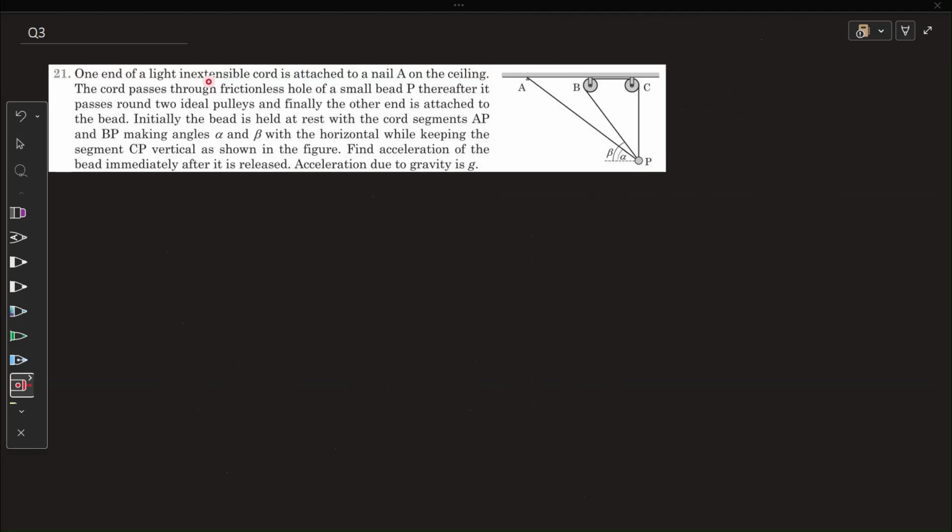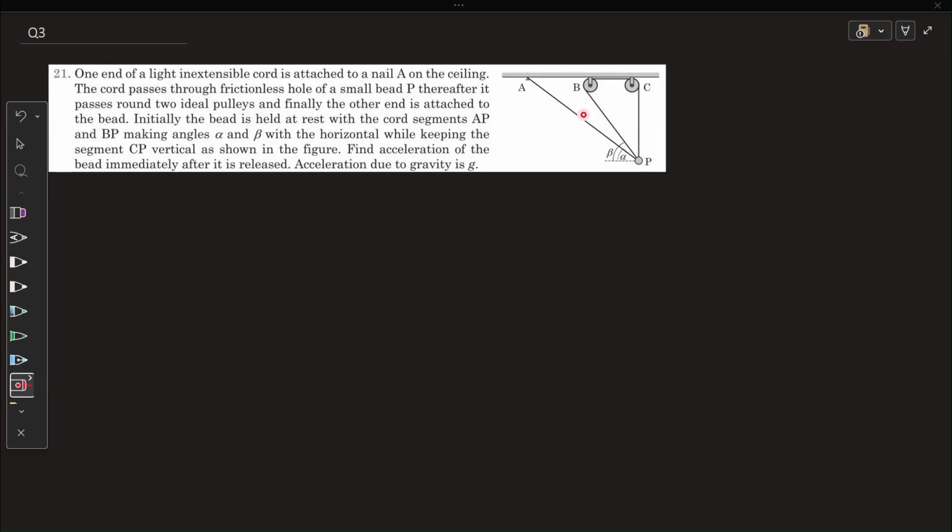Okay. One end of a light inextensible cord is attached to a nail A on the ceiling. The cord passes through a frictionless hole of a small bead P. Thereafter, it passes around two ideal pulleys, and finally, the other end is attached to the bead. Initially, the bead is held at rest with the cord segments AP and BP making an angle alpha and beta with horizontal, while keeping the segment CP vertical as shown in the figure. Find acceleration of the bead immediately after it is released. Acceleration due to gravity is g.